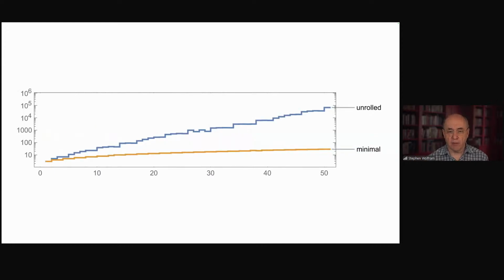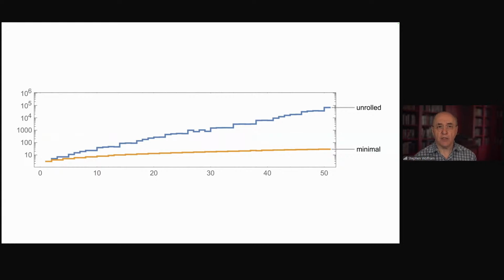So clearly with the minimal graph, where we're doing caching, we have to do a lot fewer evaluations. This is on a log scale. So it's roughly 1.2 to the n for the unrolled case versus 0.5 n, linear, for the other case.